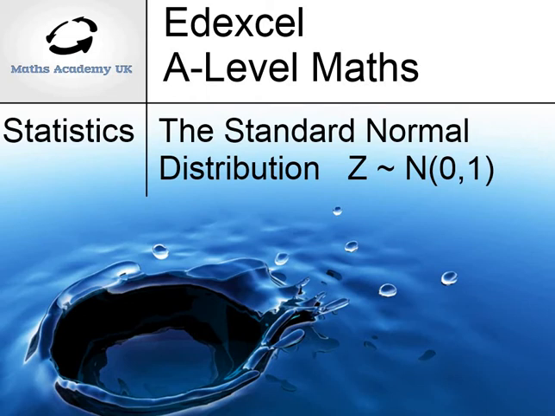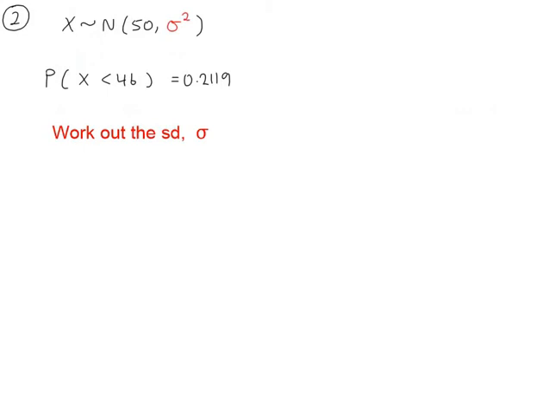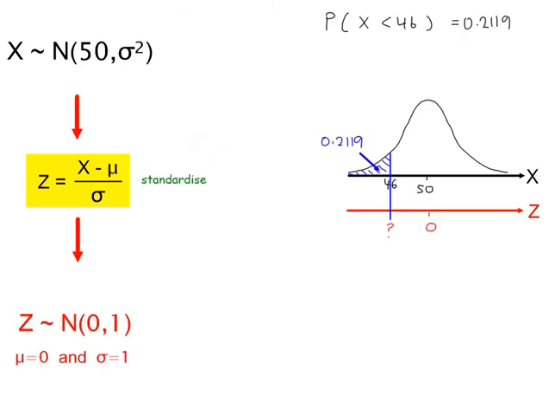The standard normal distribution. Example 2. So this time we have an unknown standard deviation and variance. Once again we're given a probability, and we can't solve this problem using the normal distribution from the calculator because we don't have the standard deviation. So we'll go through the standardizing process again, and the probability given tells us to shade to the left an area of 0.2119. I've done that.